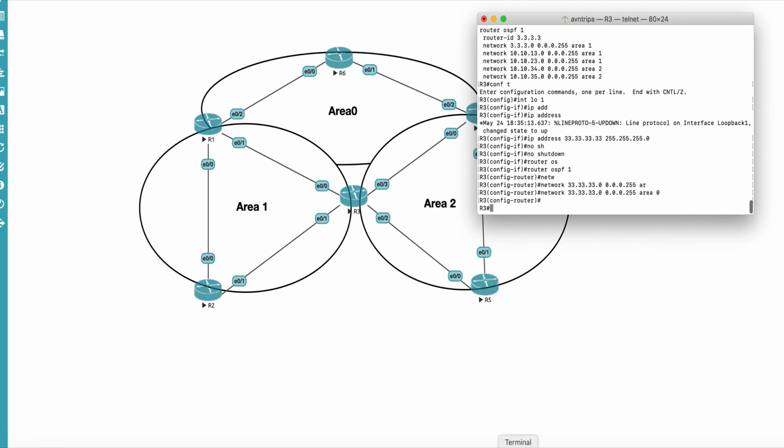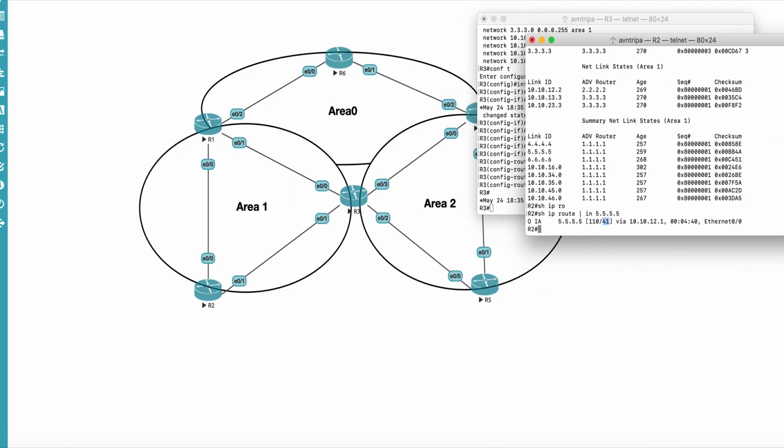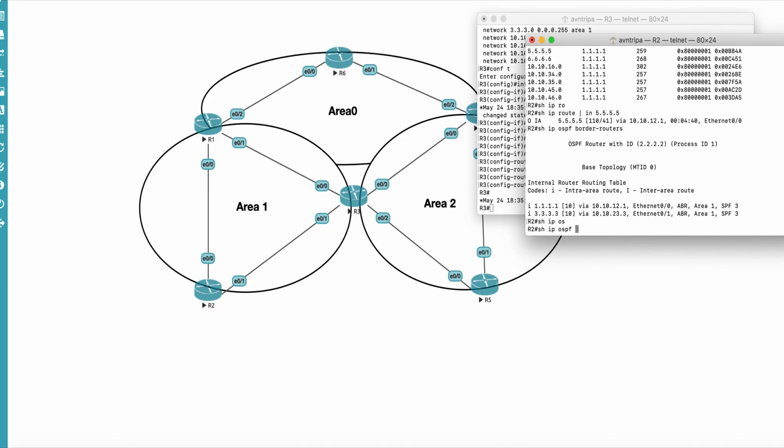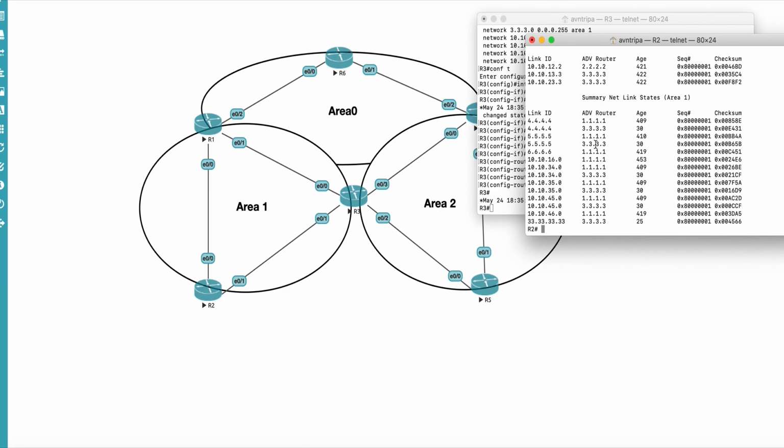Now go again to R2 and check. First of all, let's check the area border routers. Now you can see here R3, whose router ID is 3.3.3.3. So now we can see that R3 is an ABR. Why is it an ABR? Because we have created an interface and put that in area 0. Now check the database, show IP OSPF database. Now R2 is receiving LSAs through R3 as well, right? So it is receiving LSAs from R3.